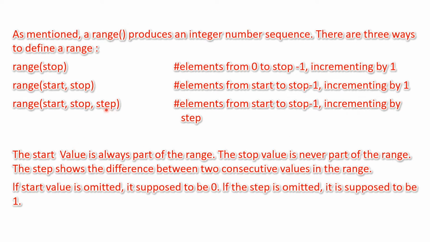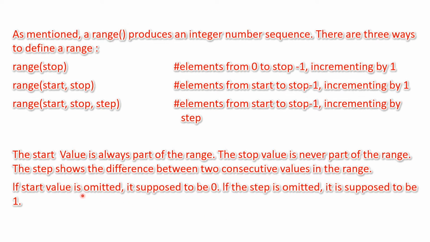If step is negative, then start value should be greater than stop value. The start value is always part of the range. The stop value is never part of range. That's why you are always getting up to stop minus 1. Step shows the difference between two consecutive values in the range.